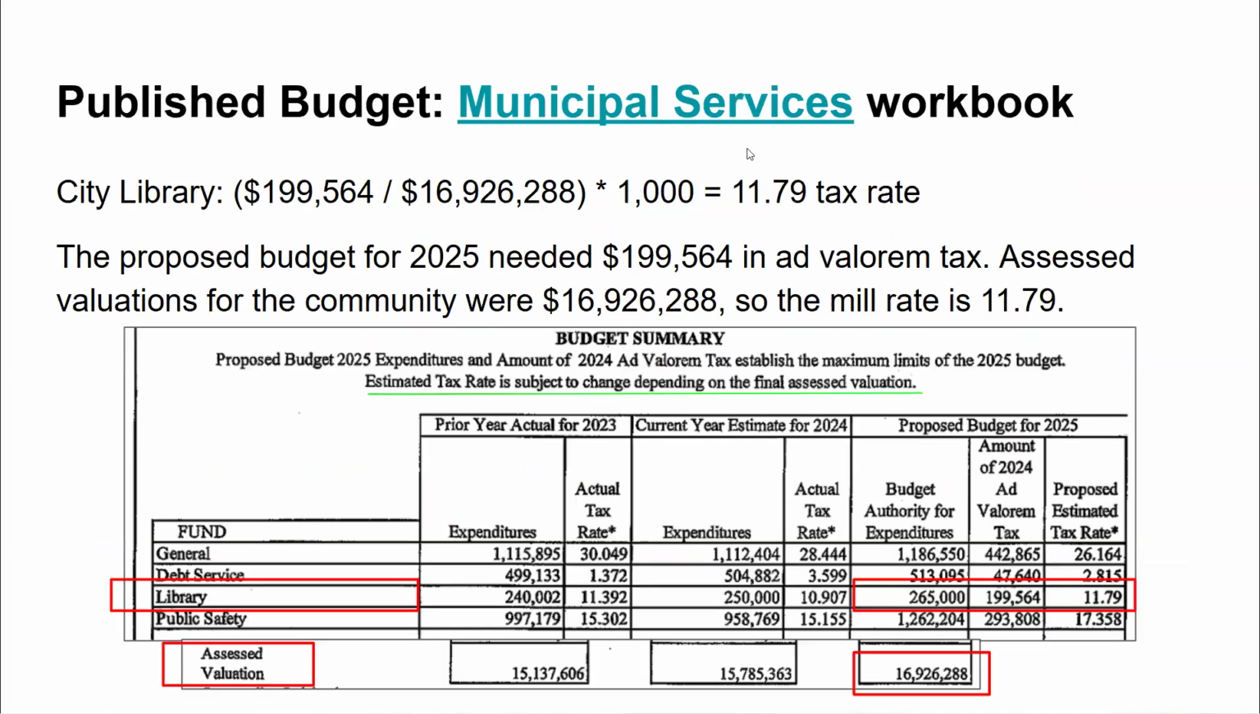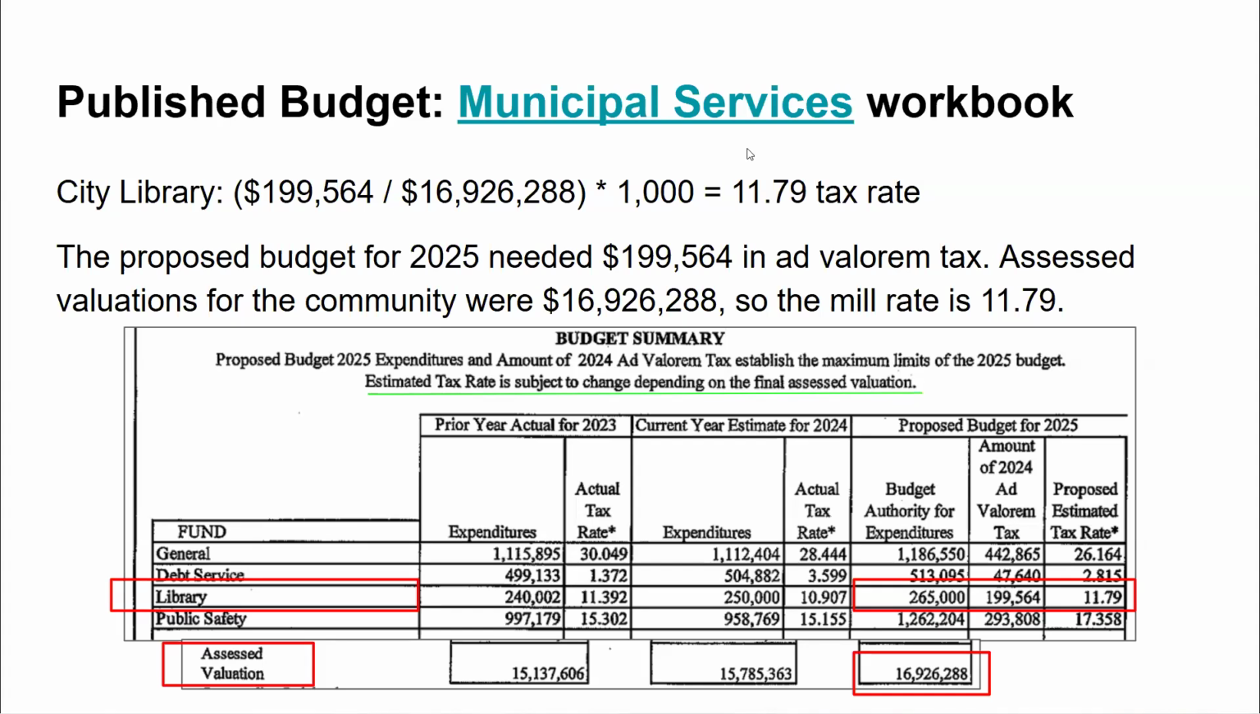So I promised you a real life example, and here we have the budget summary from a city library here in our system. And I got this from the Municipal Services page of the state website. Okay, so this was the budget that was published in the local paper. It shows the city's budget along with the libraries. I have the library outlined in red.